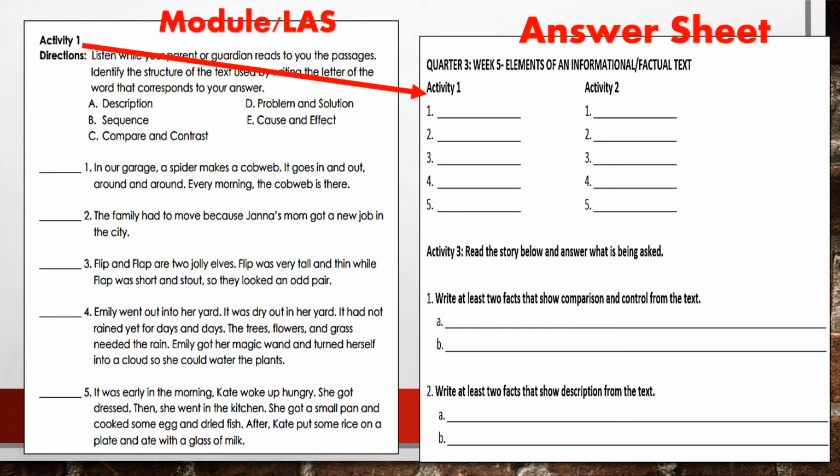How about number 2? The family had to move because Jana's mom got a new job in the city. Remember the word because. Saan natin pwede makita yung because sa mga limang yan? Yun yung keyword niya, because. Correct. Number 2 is letter E, cause and effect. Okay.